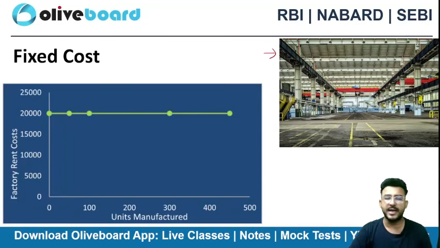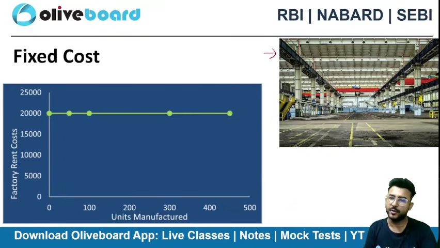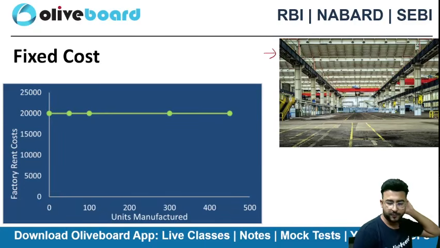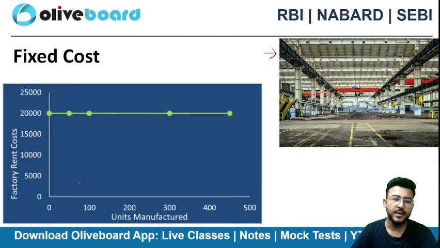I can't say, okay, I have manufactured 10 units only, please take 10,000 rupees only from me. No, you have to pay the full rent, right? So can I say that it is a type of fixed cost? Whether you manufacture anything or not, it will always be there. Even if you are manufacturing nothing, 0 units, still you have to pay your fixed cost. So this is the graph of the fixed cost, a straight line.